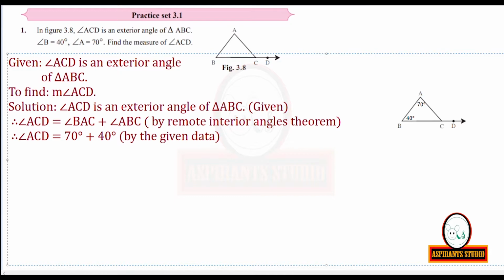Now what is 70 degrees plus 40 degrees? It is 110 degrees. Therefore, measure of angle ACD is equal to 110 degrees. So the final answer will be measure of angle ACD is equal to 110 degrees.